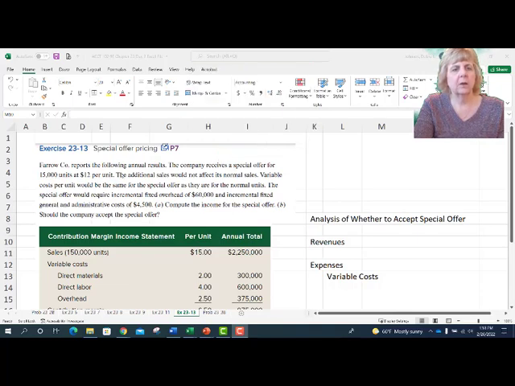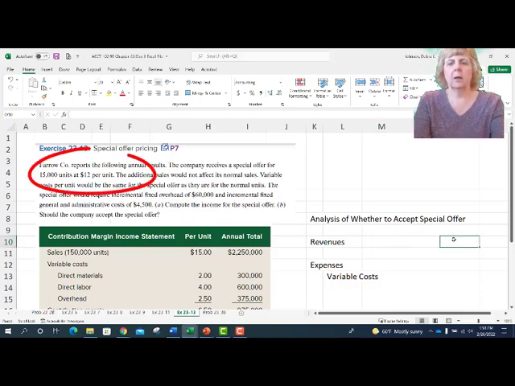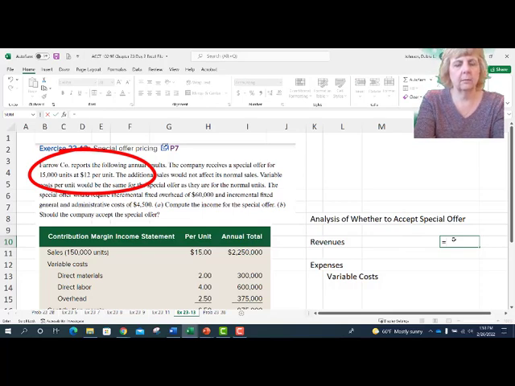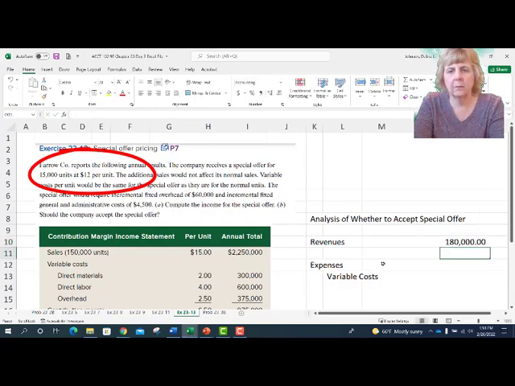Let's read it. It says, Faro Company reports the following annual results. The company receives a special offer for 15,000 units at $12 per unit. Well, there's our revenues. So I'm going to come over here, and as I read, I'll go ahead and fill this little income statement in. 15,000 units at $12 a unit. That would be my differential revenue coming in if I decided to accept it.